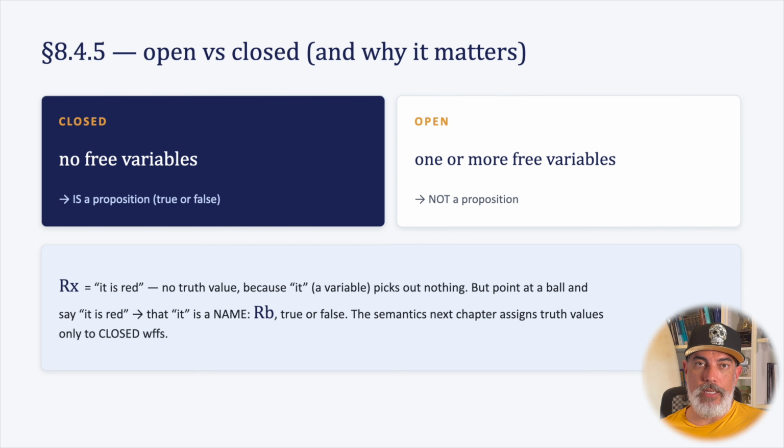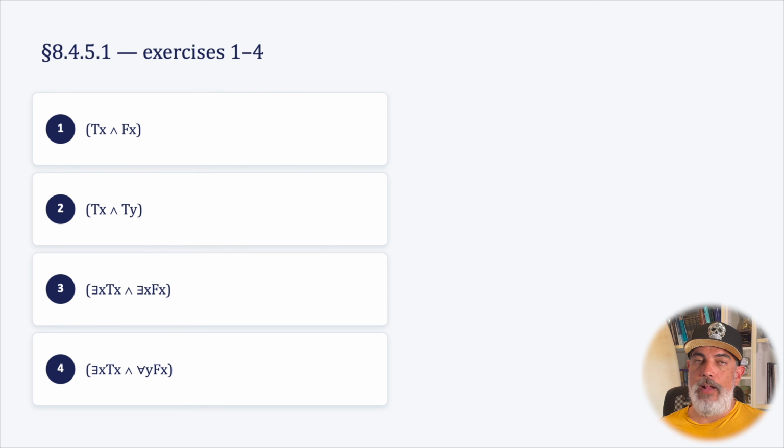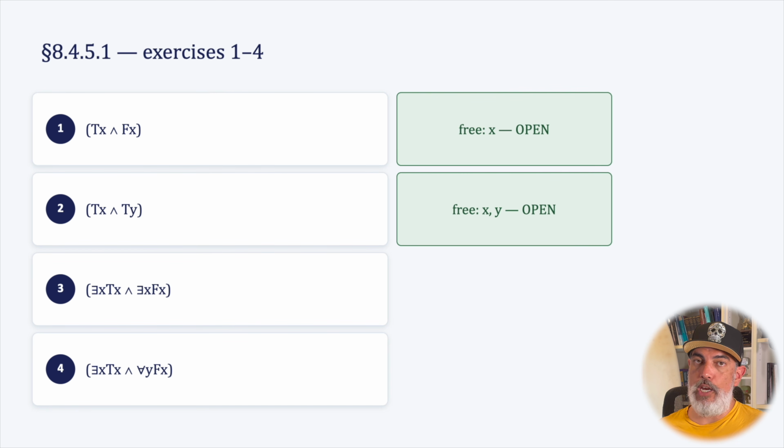It's not a proposition. Okay, 8.4.5.1 exercises. We're going to determine if we have any free variables and if our well-formed formula is open or closed. Number one, Tx and Fx. There are no quantifiers here, so both x's are free, and this is an open well-formed formula. Number two, Tx and Ty. Again, no quantifiers, so the x and y are free, so this is open.